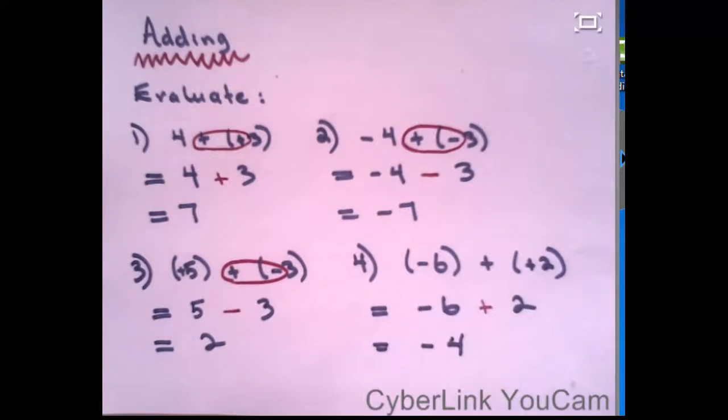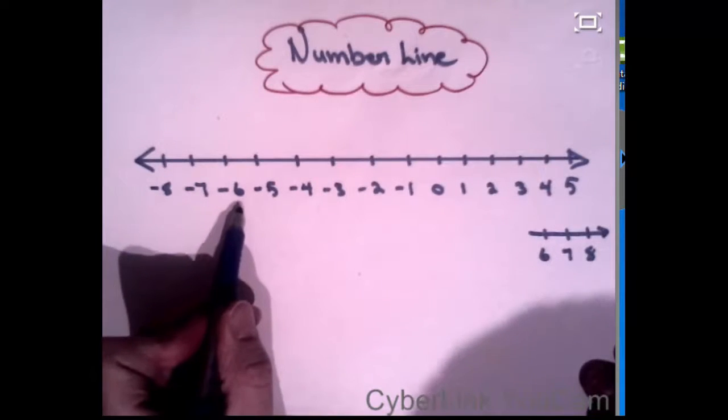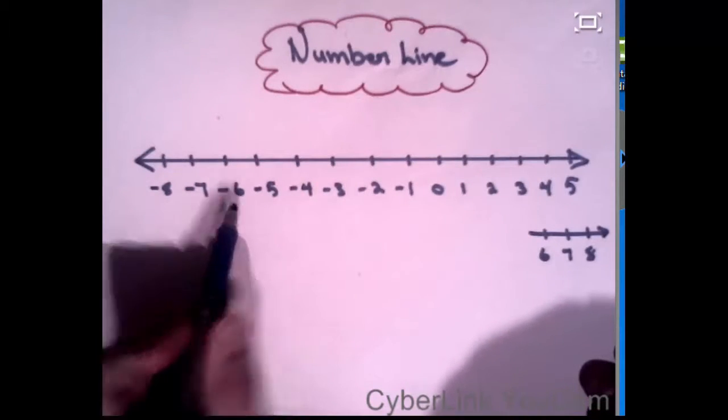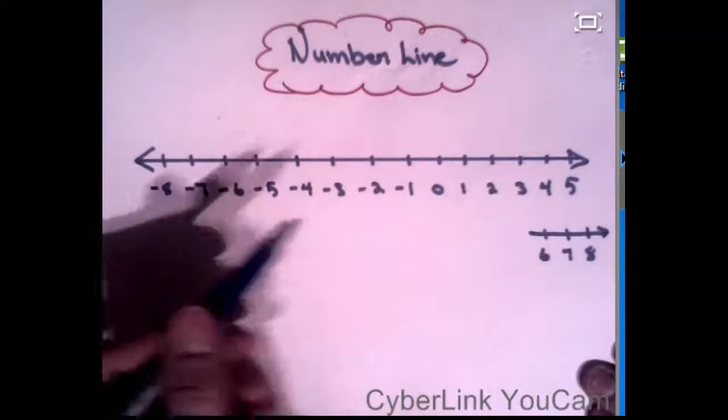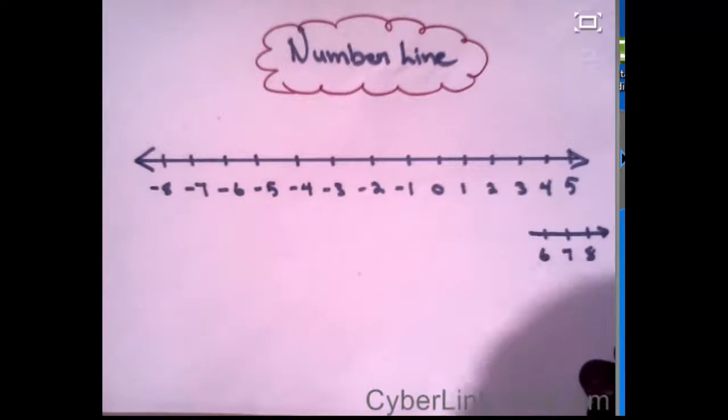And you can see that on the number line. If you were at negative 6 and you gain 2, so you have to go to the right when you gain stuff, 1, 2, you're at minus 4.